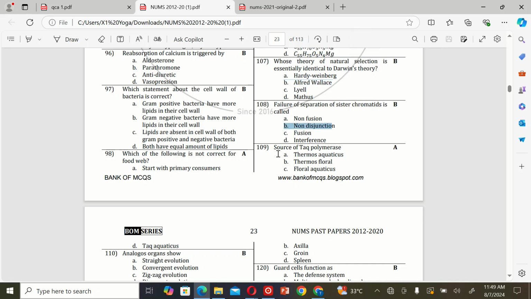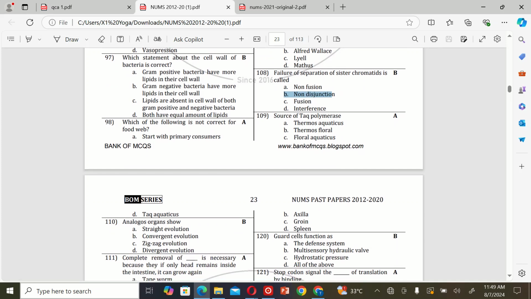The next MCQ is, source of Taq polymerase: A. Thermus aquaticus, B. Thermus floral, C. Floral aquaticus. So the correct option is A.